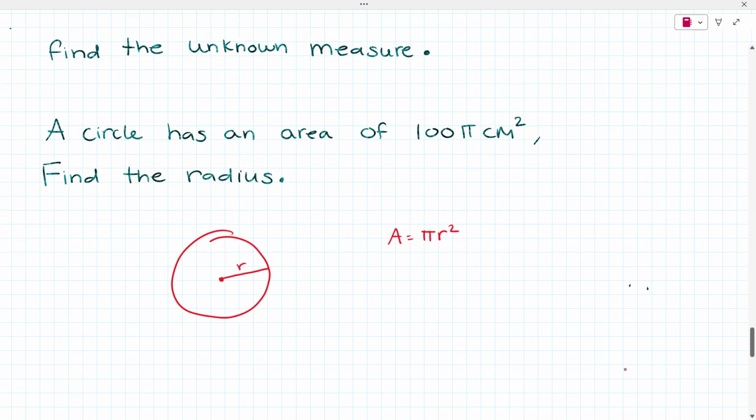We know that the area is 100 pi, so we replace A with 100 pi equals pi r squared, and then solve for r. So you're going to divide this by pi, divide this by pi, so you get 100 equals r squared. Take the square root, and you get r equals 10. So find the radius, that's all they're asking. So the radius is 10 centimeters.